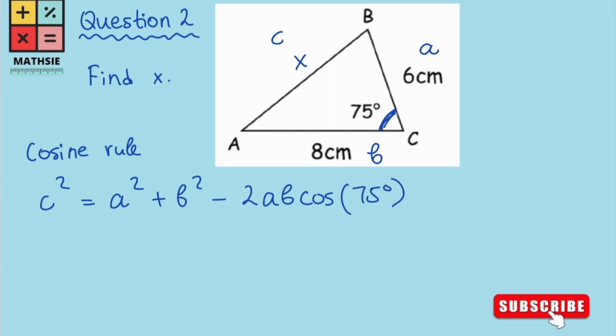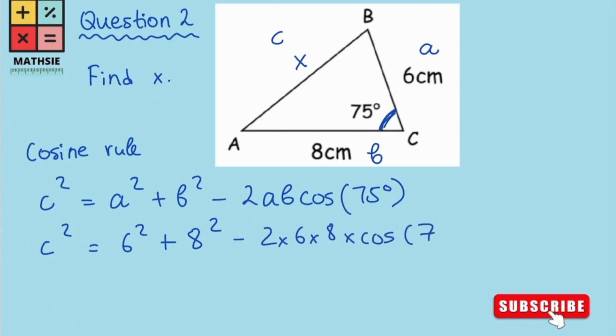Now we need to substitute. C squared is the one that I don't know. A squared would be 6 squared, plus B, which is 8 squared, minus 2 times 6 times 8 times cosine of 75. And this would be on a calculator paper. So all you need to do now is figure out what C squared is.